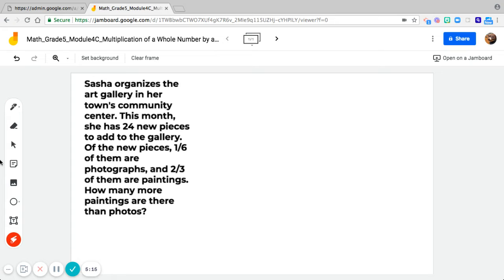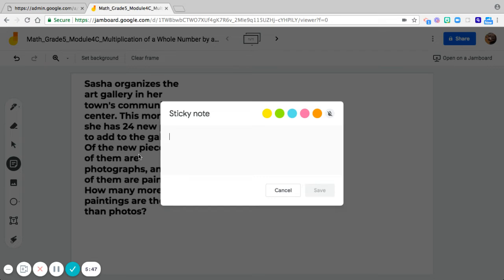So some mathematical questions have come up. One mathematical question that comes up is exactly how much is 1/6, right? And exactly how much is 2/3, right? What does that mean? How many pieces of that art is equal to 1/6? And how many pieces of the art is equal to 2/3? So let's put that question up. What is 1/6 and 2/3 equal to?